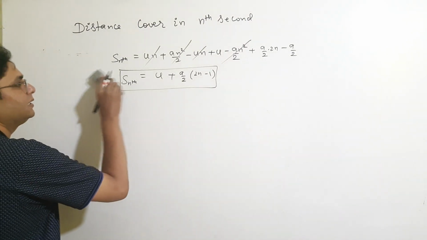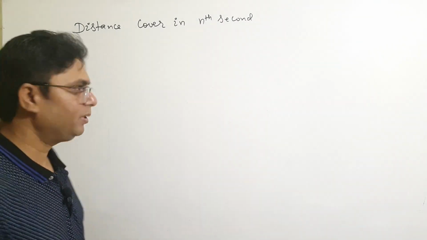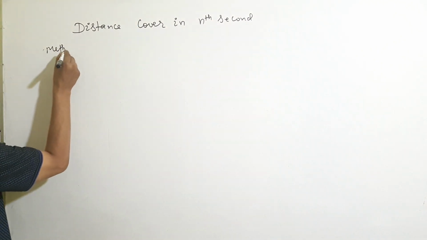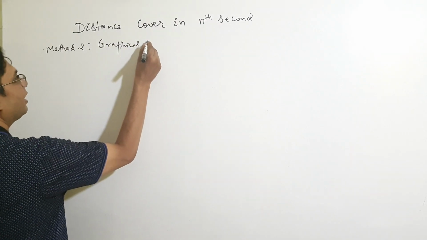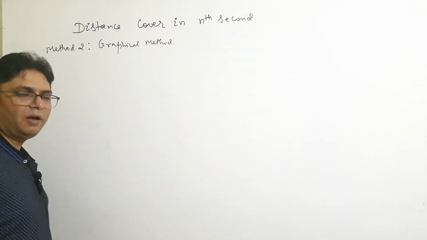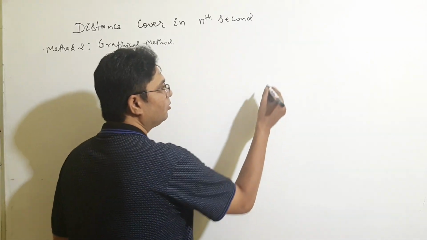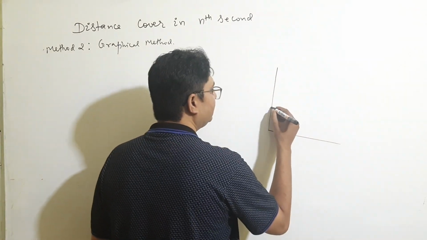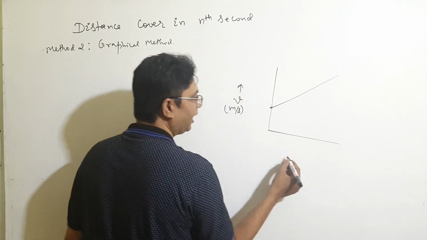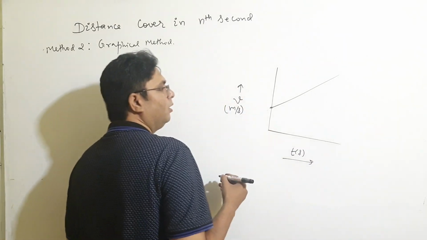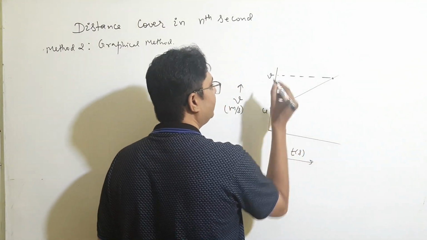Let us understand the same derivation by another method known as the graphical method. So here you have method number 2, graphical method. For the graphical method, we have to take a uniformly accelerated graph. So we have a V-t graph. This is a uniformly accelerated graph. Here you have V in meter per second, and time in second. So this is u and this is the final velocity, which is v here.